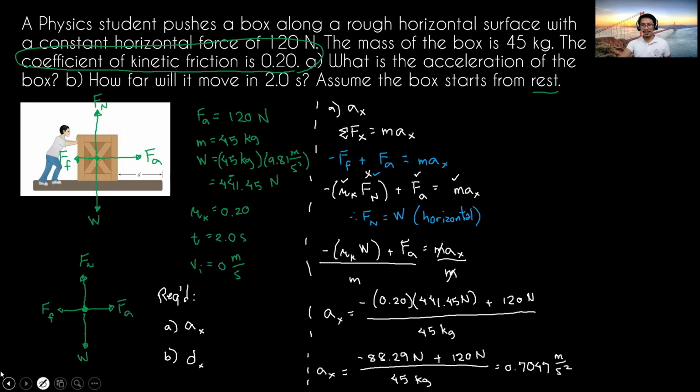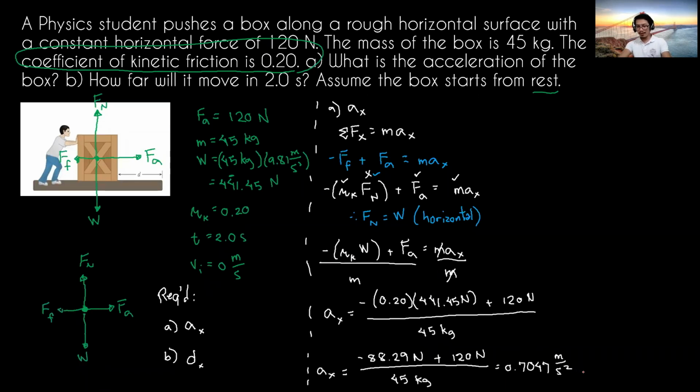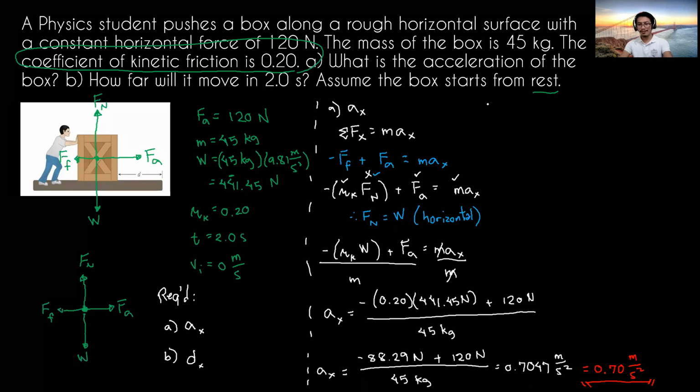How many significant figures ang kailangan natin? Dalawa, kasi dalawa lang yun naman yung given natin. So that means our final answer must only contain two significant figures. And that will give us 0.70 meters per second squared. This is our final answer. Questions? Questions so far? Wala? Shall we proceed? Okay.